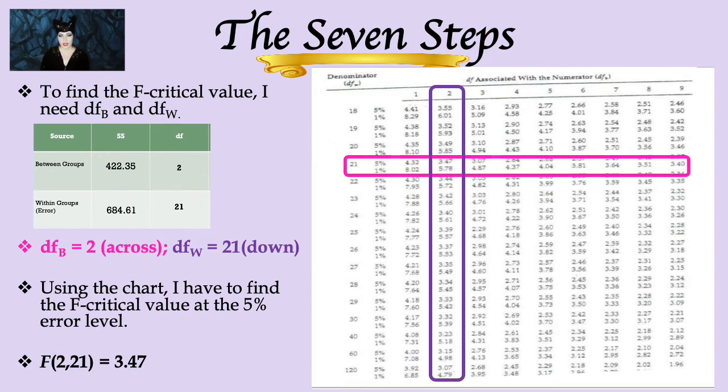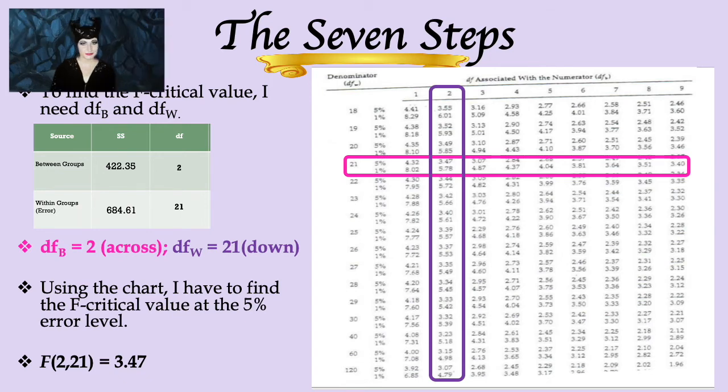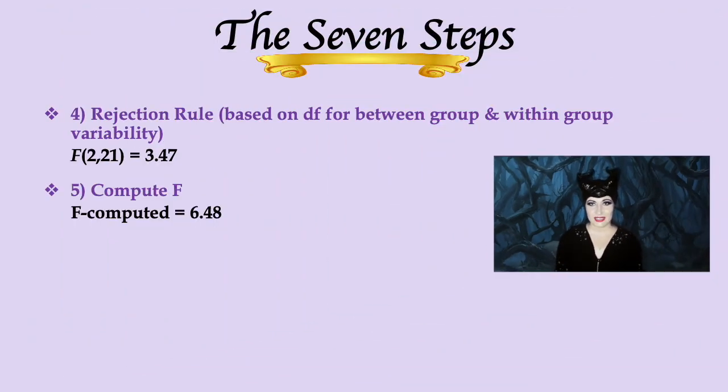So once again, I went across to 2 because that represented degrees of freedom between, and I slid my finger down to 21 to represent degrees of freedom within. I found the number that occurs at the intersection of those two axes, and I see two numbers. One number is 5.78 and the other number is 3.47. Because I've set alpha to 0.05, I'm going to use the critical value at the 5% line, which in this case is 3.47. So we've identified our F critical value as 3.47.